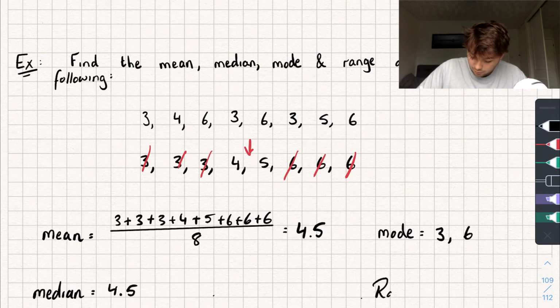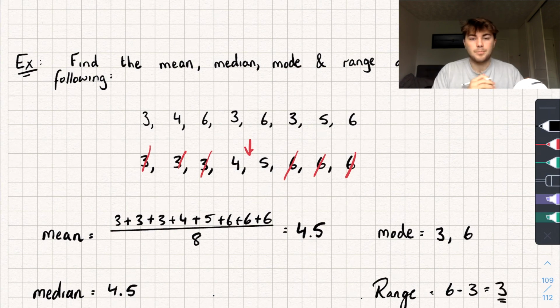And finally, let's look at the range, which is the largest subtract the smallest. So the largest is 6 and the smallest is 3. So I get a range of 3. And there are the four averages.